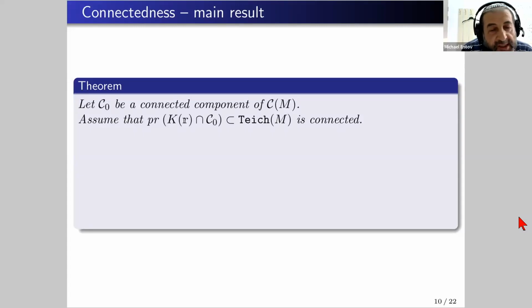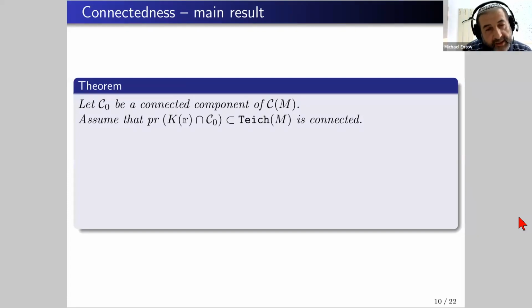So it means that I'm considering integrable Kähler-type complex structures on M lying in C naught, in this connected component, that are compatible with omega and such that for some K-tuple of points, I can blow up the resulting complex manifold in this K-tuple, and the appropriate homology class will be K. So this is K of R intersection with C naught.